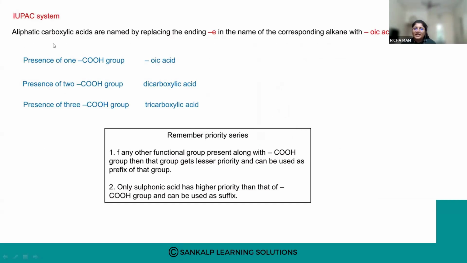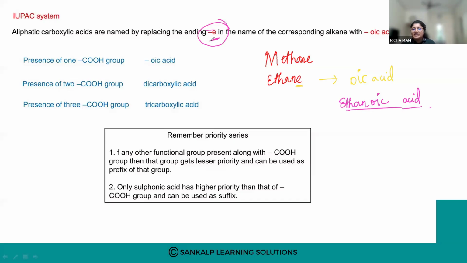In the IUPAC system, aliphatic carboxylic acids are named by replacing the ending E in the name of the corresponding alkane with oic acid. So suppose I have methane, suppose I have ethane. We replace the E with oic acid. What will be the name, students? It will be ethanoic acid. So in the IUPAC system, you change the suffix E to oic acid. These things you have to remember.